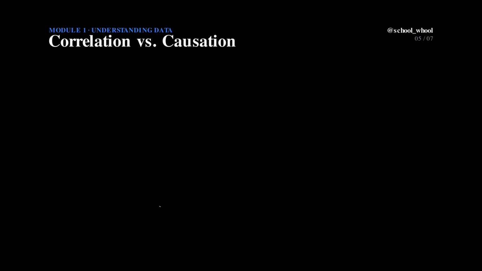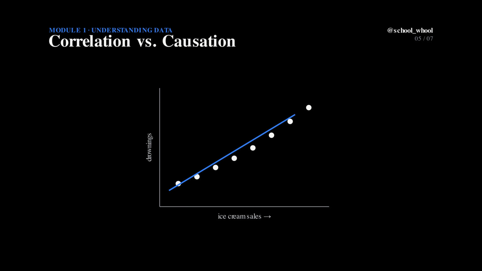Imagine we plot two numbers for each day of the year: how much ice cream a town sells, and how many people drown. Each dot is one day. Notice the pattern: on days with more ice cream sales, there are also more drownings. When two things move together like this, up and up, we say they are positively correlated. If one rose while the other fell, that would be negative correlation.